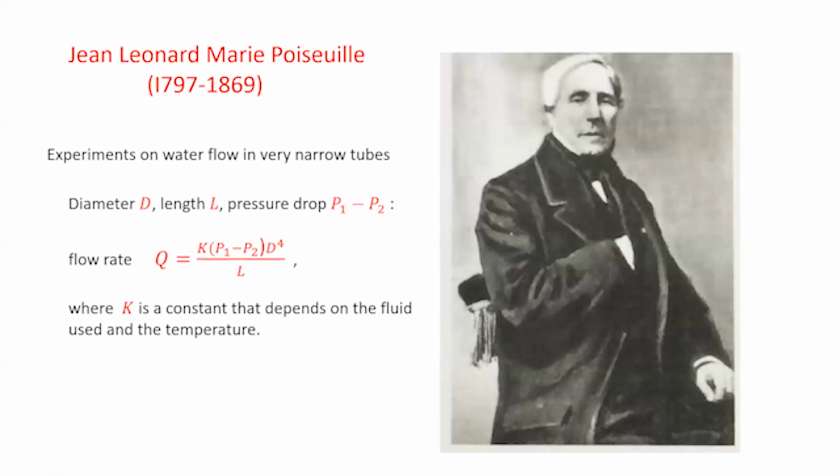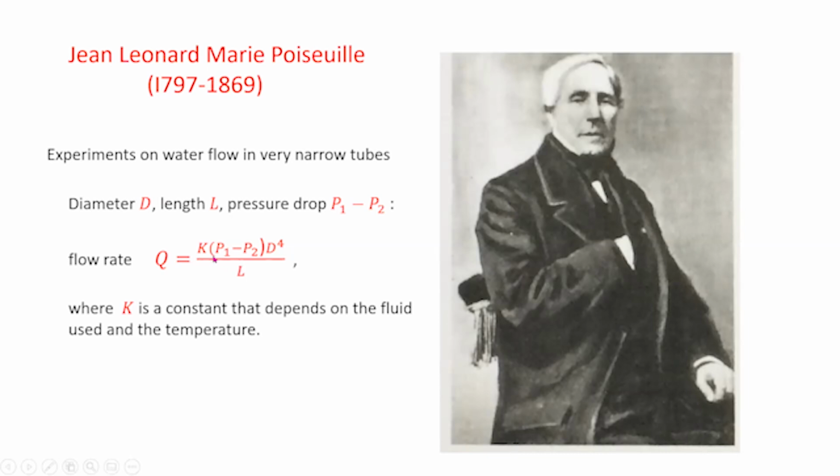So let's go down to looking at resistive properties of flow in tubes. And here we come to Poiseuille, who in Paris in the middle 19th century did some very exhaustive and careful experiments on water flow in very narrow tubes. And he found experimentally that if the tube has diameter d, length L, pressure drop from one end to the other, P1 minus P2, then the flow rate, the volume flow rate, is proportional to P1 minus P2 and to the fourth power of the diameter. So that when the diameter goes down, the flow rate goes down a lot, and inversely proportional to the length.